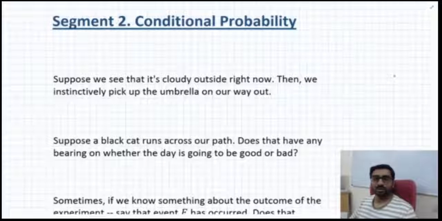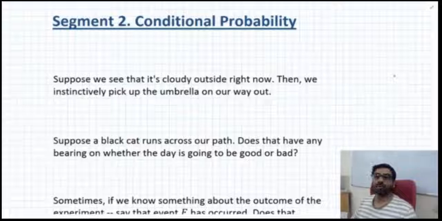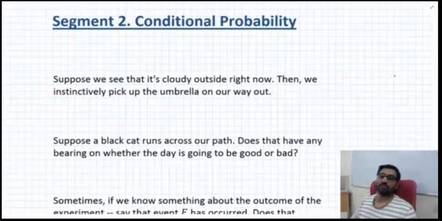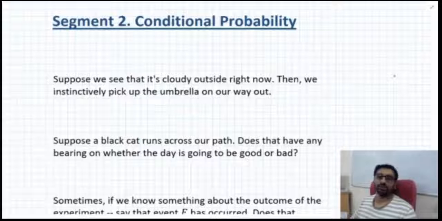So we are in the second segment of the first lecture. The lecture is on probability theory, and in this segment we will be focusing on the topic of conditional probability. And let us motivate this topic by looking at a couple of scenarios.